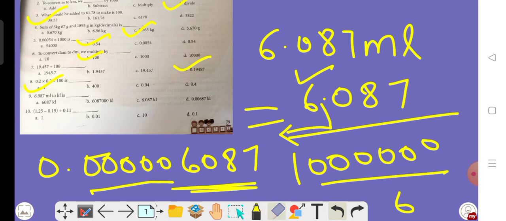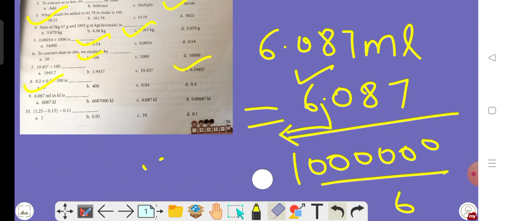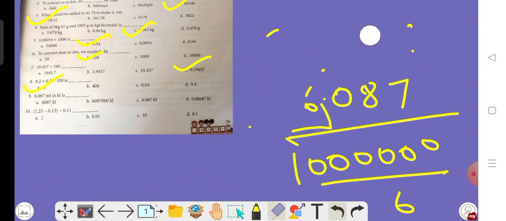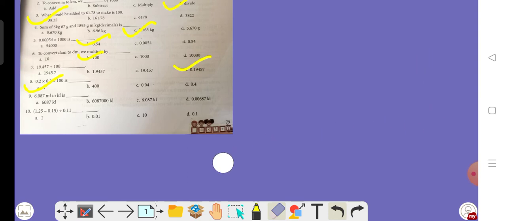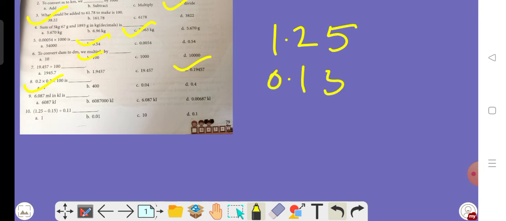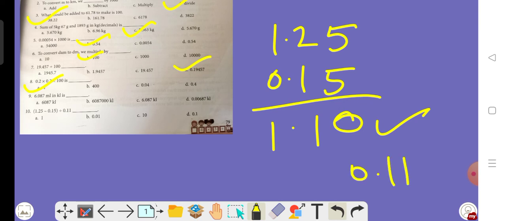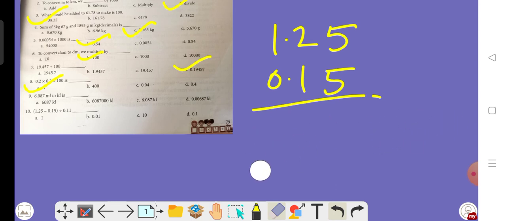Now move on to question number 10. In question number 10, what you have to do? 1.25 minus 0.15 in brackets and that is divided by 0.11. So firstly we have to solve the bracket, and the bracket is this. This will become 1.1. Okay, and now what do we have to do? We have to divide this by 0.11. Okay, so look at the final solution.